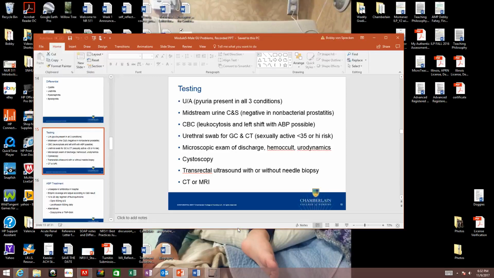Blood cultures, if bacteremia is suspected, and this would include a fever of 101.1 degrees Fahrenheit. Urodynamic tests, too, if the patient complains of bladder emptying problems. Imaging studies are usually unnecessary, but may be helpful if the diagnosis is not clear, or if the patient is not responding to antibiotics. More advanced testing would include cystoscopy, transrectal ultrasonography with or without needle biopsy, and a CT or an MRI.